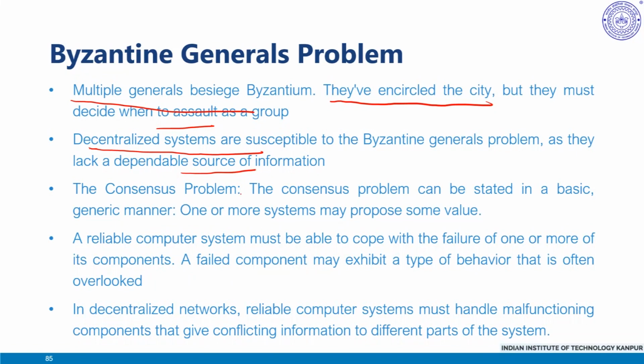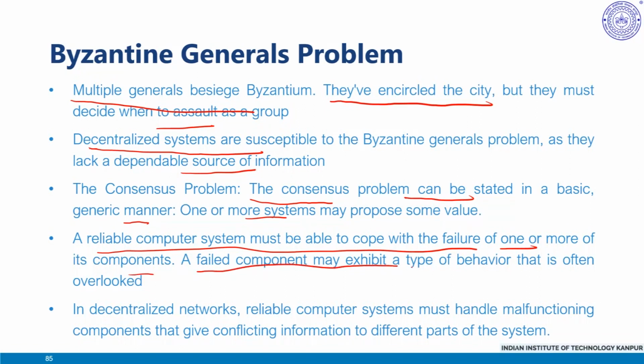Now let's talk about the consensus problem. Suppose you have a collection of computers and want all of them to agree on something. This is what consensus is about. Consensus means agreement. So the consensus problem can be stated in a basic generic manner by stating that one or more systems may propose some value. How do we get a collection of computers or nodes or members or devices to agree on exactly one of those proposed values? A reliable computer system must be able to cope with the failure of one or more of its components.